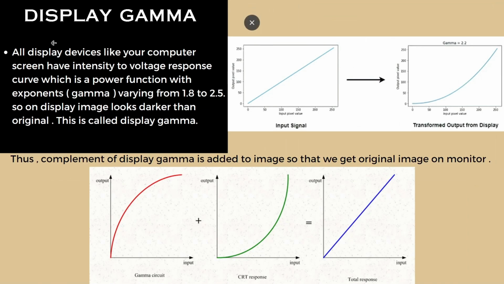Display gamma. All display devices like your computer screen have an intensity to voltage response curve, which is a power function with exponent varying from 1.8 to 2.5. So on display, the image looks darker than the original, and this is called display gamma. If you give an input signal like this, the transformed output from the display will look like this. To prevent this, we give the complement of this curve as input. So after transformation, we get a normal image.